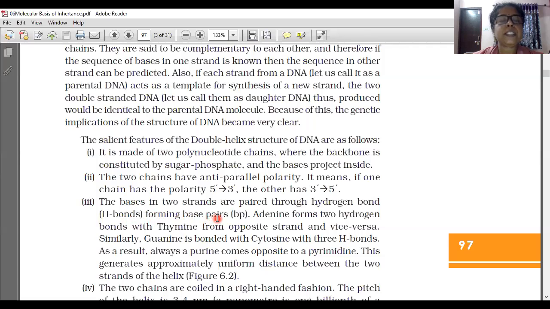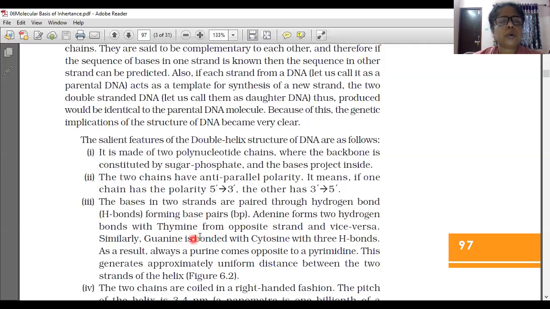Third point, the bases in the two strands are paired through hydrogen bonds, forming base pairs. Two bases are joined in such a way that between adenine and thymine, two hydrogen bonds are there, and between cytosine and guanine, three hydrogen bonds are there. So the bases in the two strands are paired through hydrogen bonds, forming base pairs.